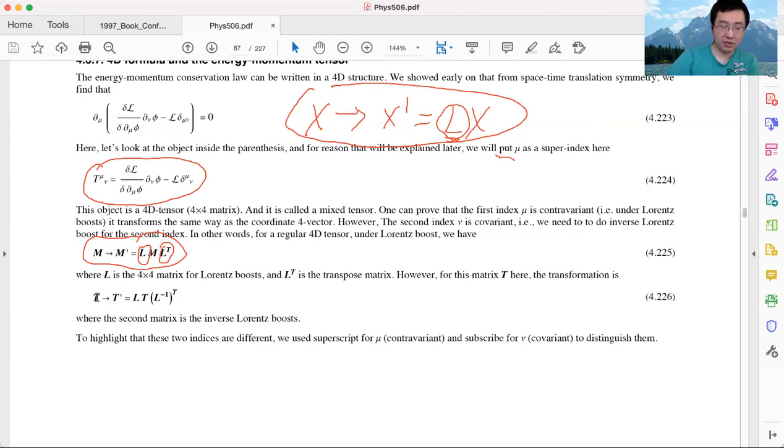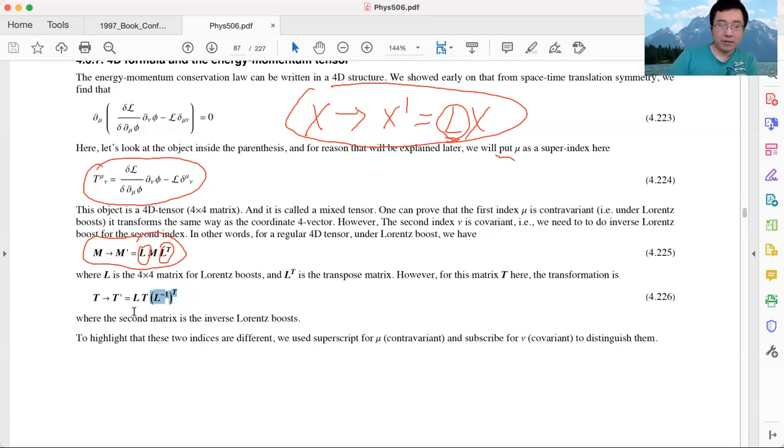Under Lorentz boost, this T will become T prime, and T prime is L times T. We multiply L from the left side, that's right. But on the right-hand side, we should multiply L transpose for a rank 2 tensor. For this T matrix, what we need to multiply is the inverse Lorentz boost transpose. We got the extra inverse. So the left-hand side is Lorentz boost, the right-hand side is inverse Lorentz boost. So in this sense, this T is not quite a 4D rank 2 tensor. For a rank 2 tensor, I need L and L transpose on both sides. Here it is L and L inverse transpose.